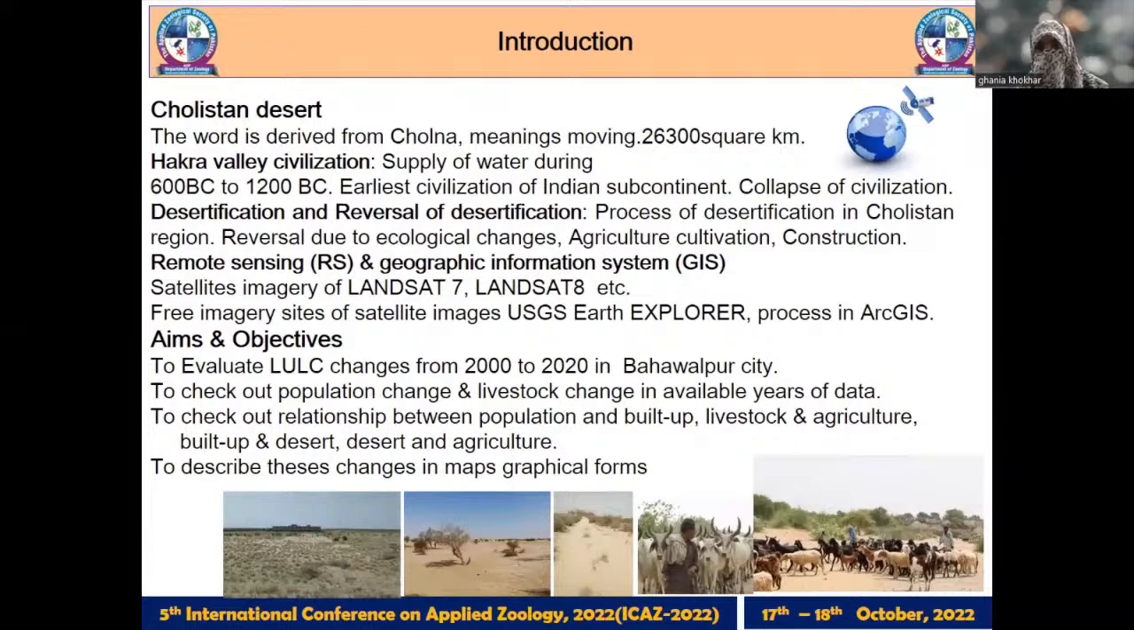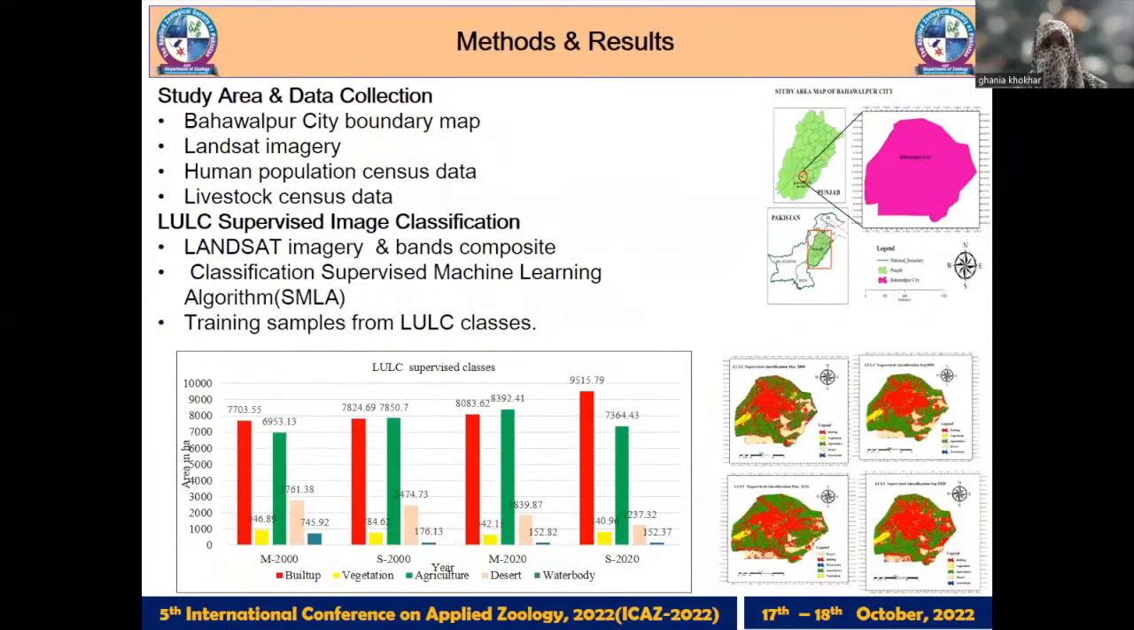The aims and objectives of this study are to evaluate the land use land cover changes from 2000 to 2020 in Bahawalpur city, to check population change and livestock change in the available years of data, to check the relationship between land use land cover changes with population and livestock, and to describe these changes in the form of maps and graphs.